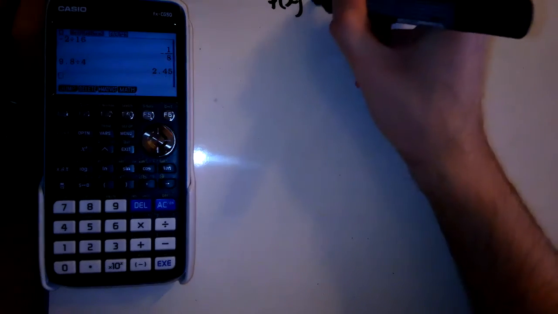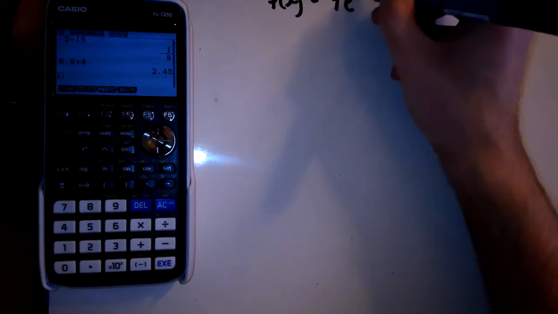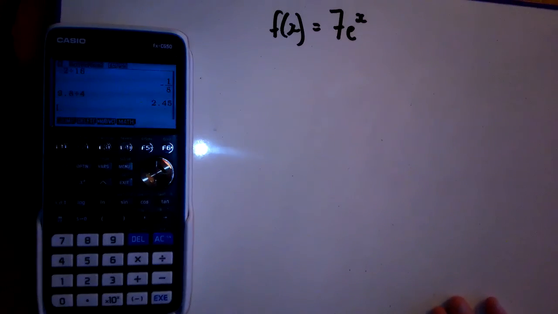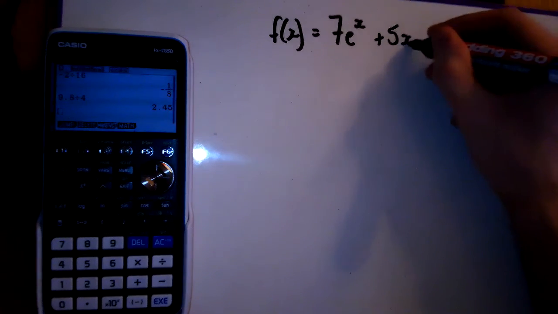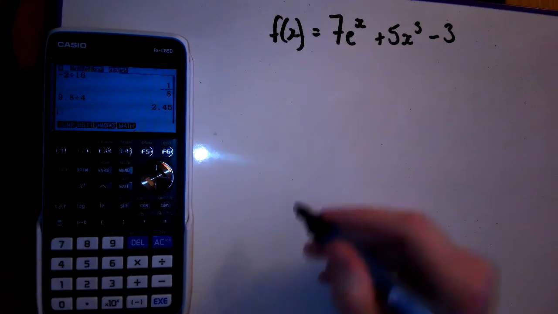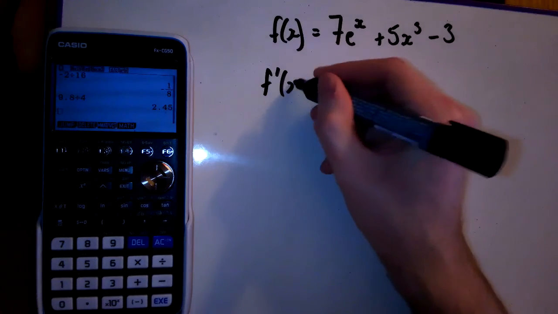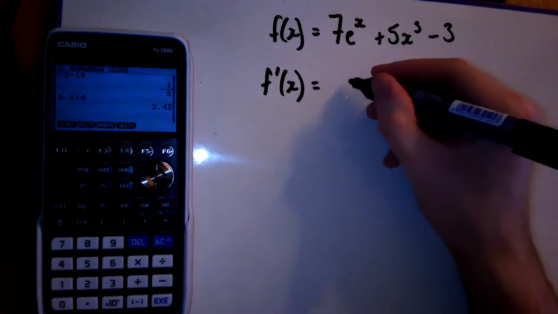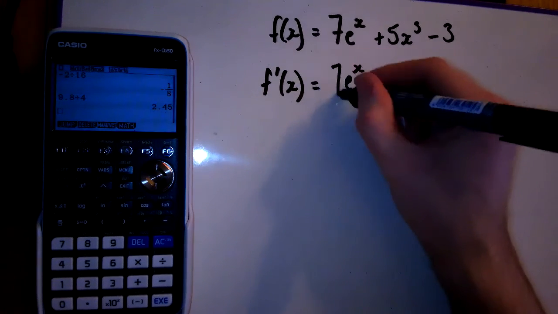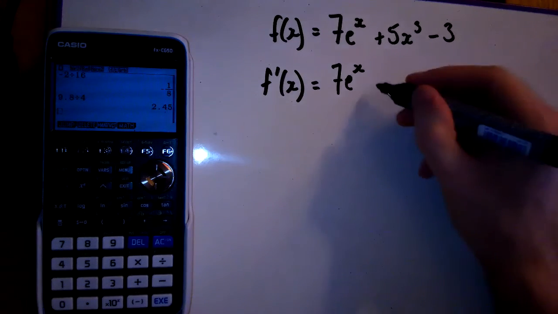Okay, lesson 3. So our function, and you'll notice I've started putting our new functions in there. So 7e to the x plus 5x cubed minus 3. And now when you differentiate that, e to the x differentiates to give me e to the x, times by 7, so I get 7e to the x.